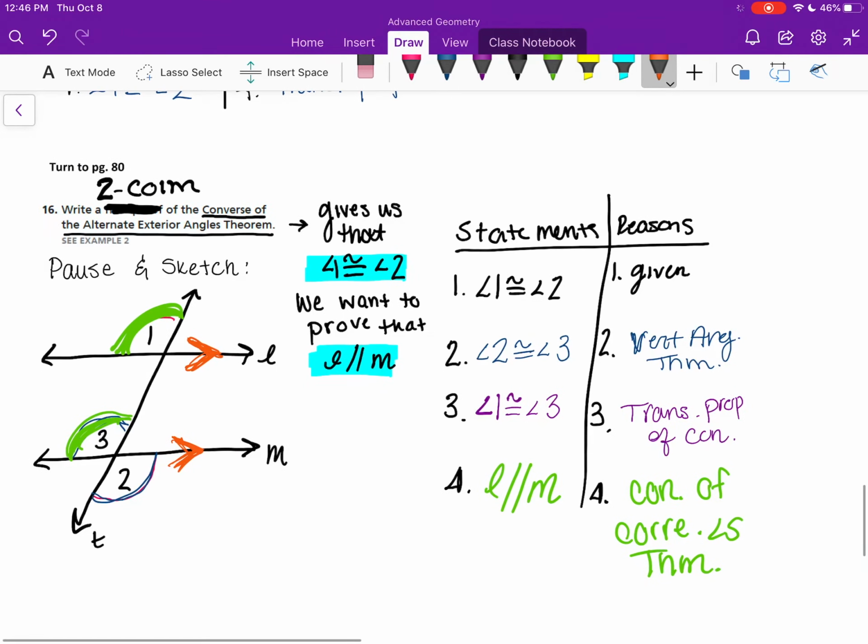You'll have a Math Excel review to help you review writing proofs.